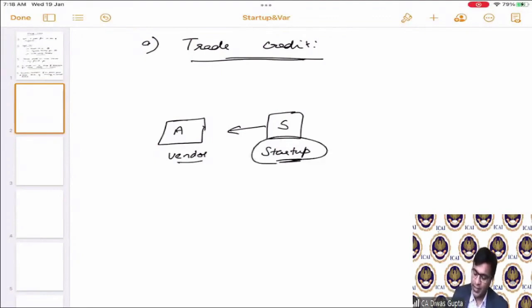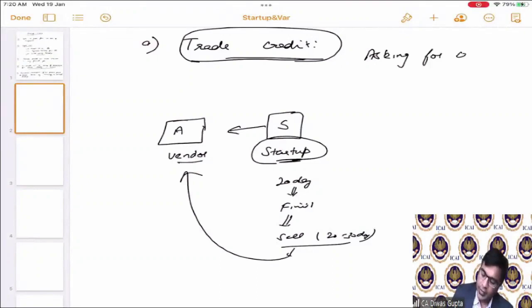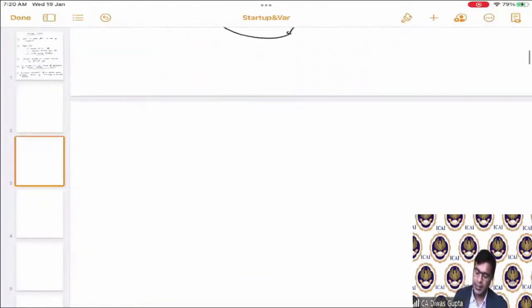So what they will do is, within, let's say, the next 20 days, they will finish the product, then they will sell it in around 20 to 30 days, correct? And then they will realize the money and pay the vendor. That is called trade credit. So trade credit is basically asking the vendor to give some credit days, that is, asking for credit from vendors, simply based on the relationship we have developed, or because of the actual situation that is there. So that is the first part, trade credit.